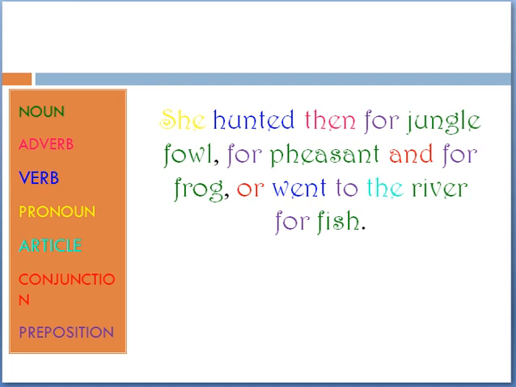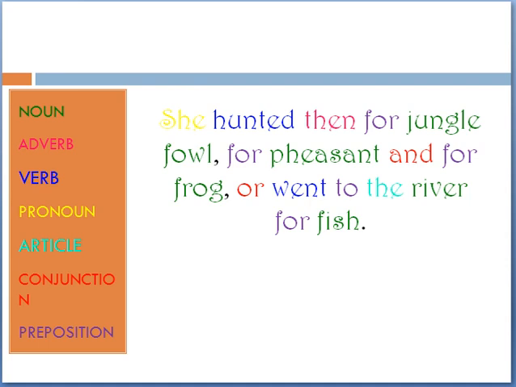And again, the next part is or went to the river for fish. So or is again a conjunction now, which is joining the first bigger part and the second bigger part of the sentence, that is she hunted then for jungle fowl, pheasant and frog. This is the first part. If the mother tiger could not hunt any land animals, then she goes to hunt the aquatic animals, that is fish. So these two parts have been joined by this word or.